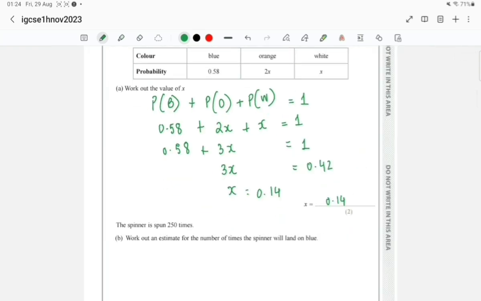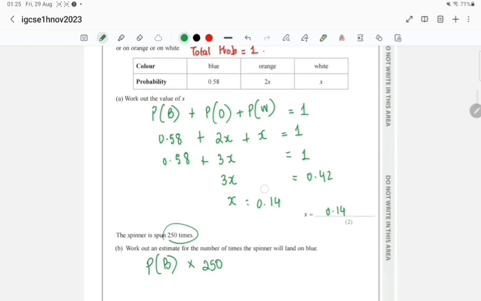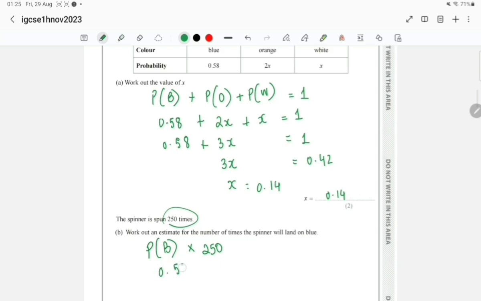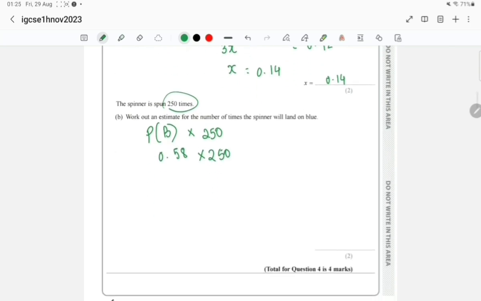The spinner is spun 250 times. Work out an estimate for the number of times that the spinner will land on blue. The number of times that the spinner will land on blue is the probability of landing on blue multiplied by 250. Probability of blue was 0.58. Multiply that by 250, and I should be getting my answer. Let's check that quickly. This will give me 145.